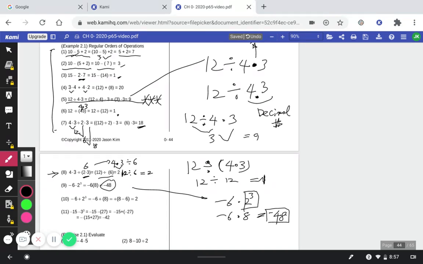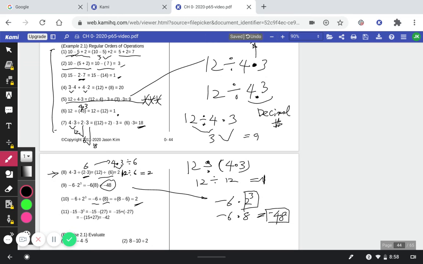Now, number 10, negative 6 plus 2 to the third power. Obviously, you do 2 to the third power first. 2 to the third power is what? 8. So this turns into negative 6 plus 8. What is negative 6 plus 8? Same sign you add, different sign you subtract. So you have a different sign. One is negative 6, the other is positive 8. So you subtract 8 minus 6, and the bigger number has the positive. So the answer becomes positive 2.